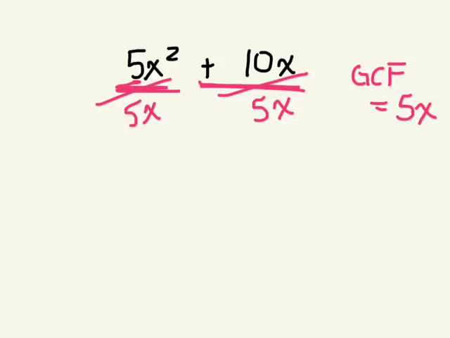Why can't I divide this by x to the power of 2? That doesn't work. Why? The lowest exponent is x to the power of 1. They both have x to the power of 1 in common.